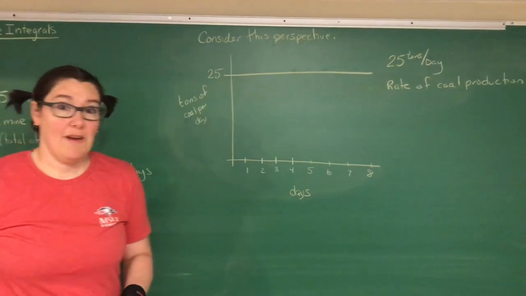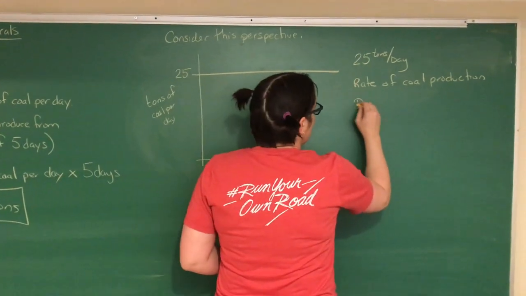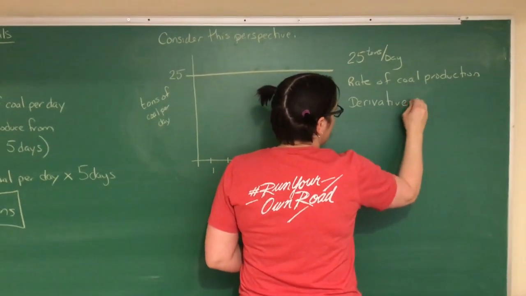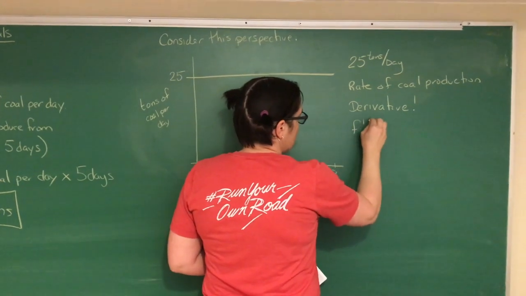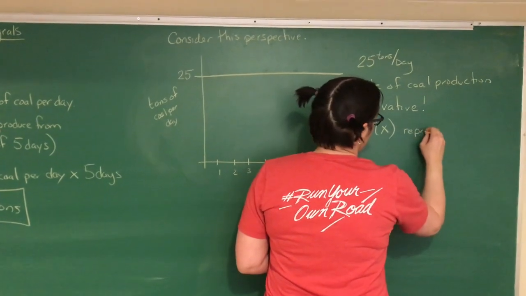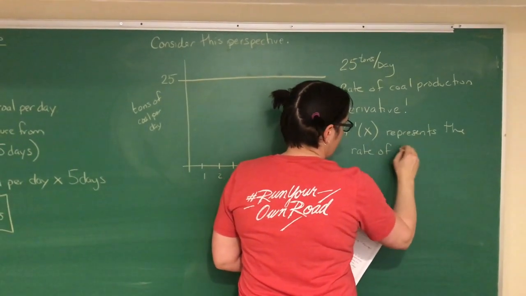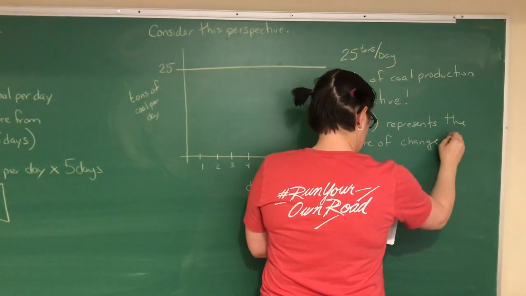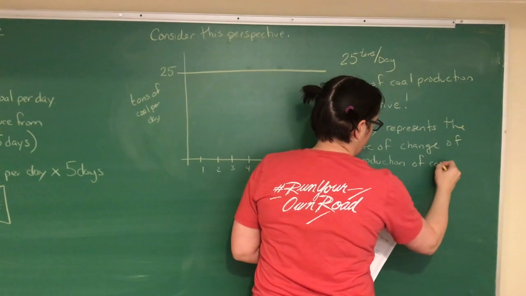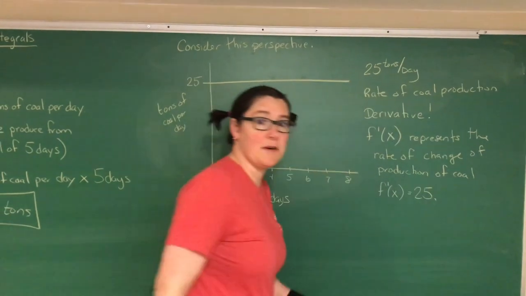Now, when I see words like rate or rate of change, I immediately want to think about derivative. So another way to think about this 25 tons per day is to think of it as a derivative. So maybe I'll call that derivative f prime of x. And so f prime of x represents the rate of change of the production of coal. And in our case, f prime of x is equal to 25.